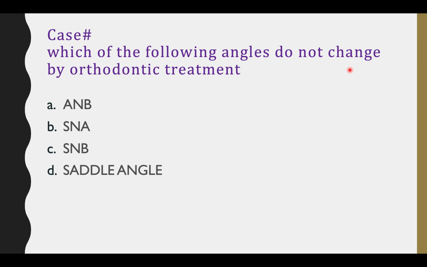Which of the following angles do not change by orthodontic treatment? So, the questions can be asked like this. If we see A and B, orthodontic treatment means dental movements. So point A and point B can be affected because of the orthodontic therapy, SNA, SNB. So, we can eliminate all three.